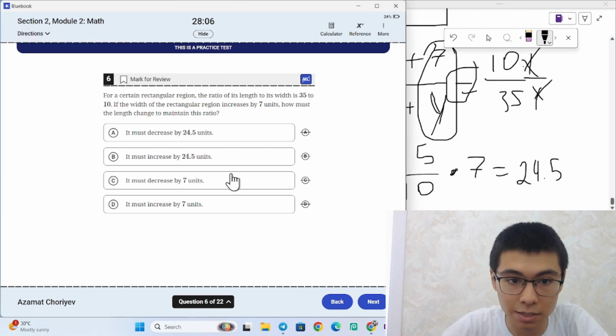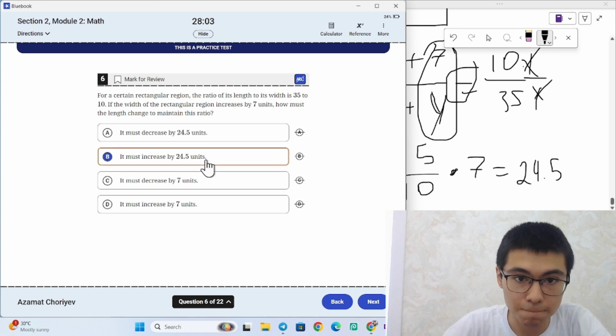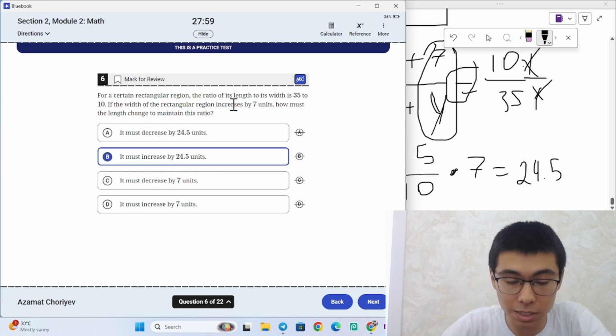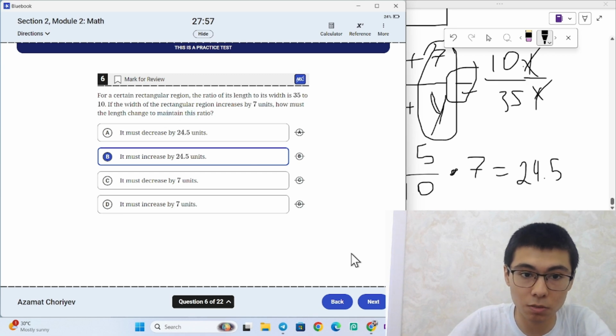It has to increase, it doesn't have to decrease, because the width increases. So the length is also gonna be increased to maintain this ratio.